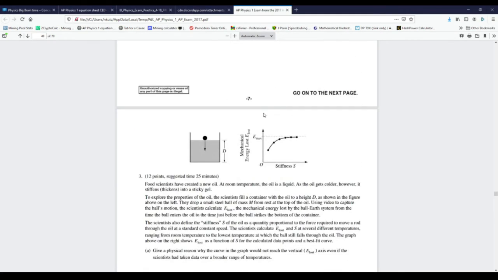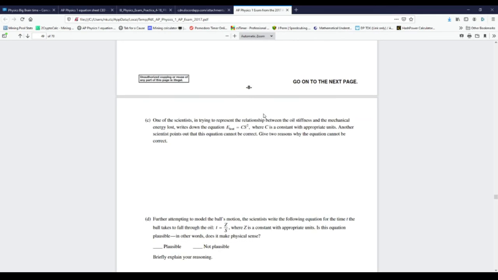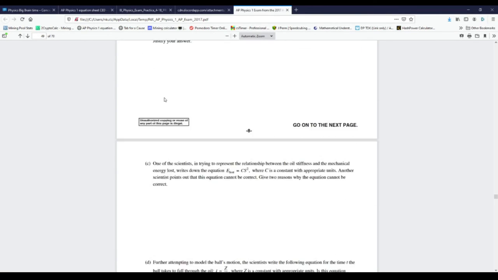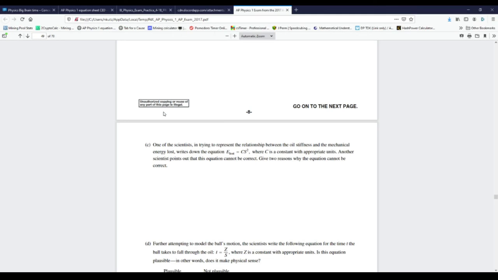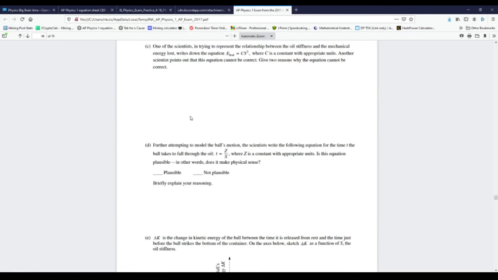But no, let's get to part C. Although part A was actually genuinely bad, so my opinion slowly changes. Part C: one of the scientists, in trying to represent the relationship between the oil stiffness and the mechanical energy lost, writes down the equation: the energy loss is equal to C times S squared, where C is a constant, and S, I'm assuming, is stiffness.